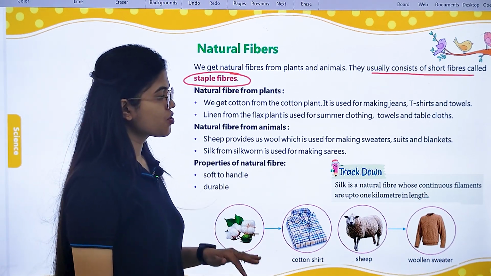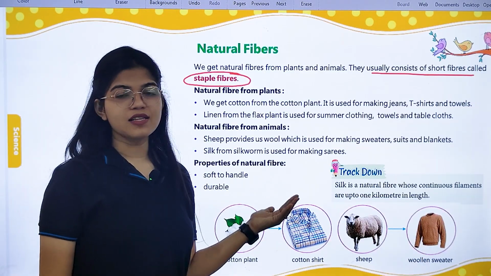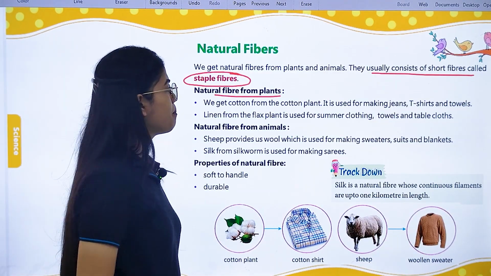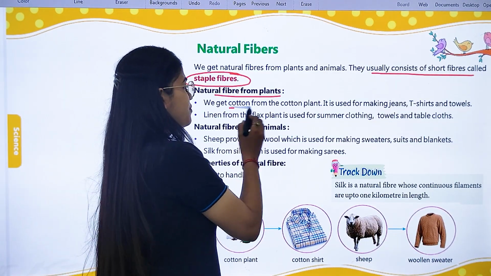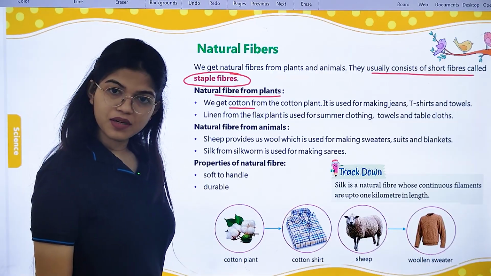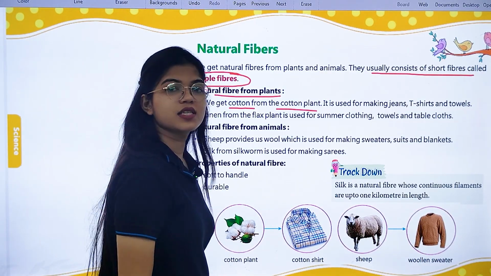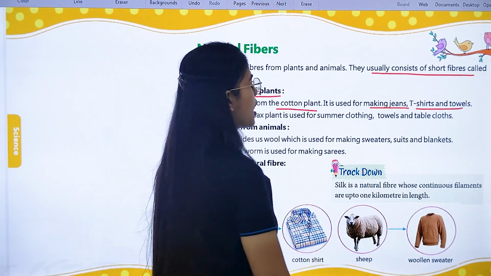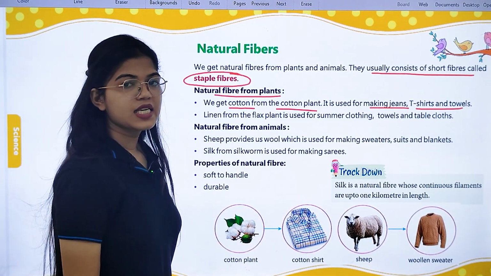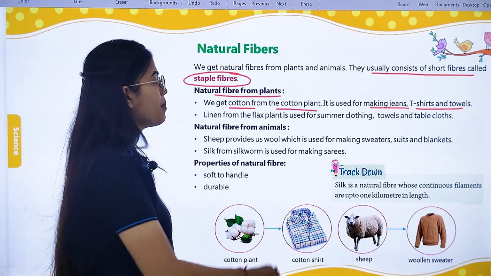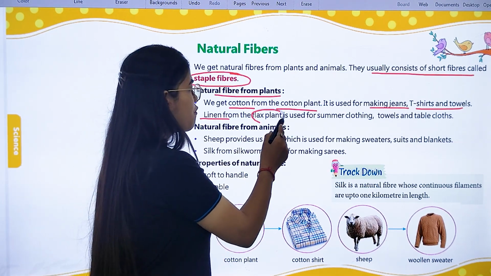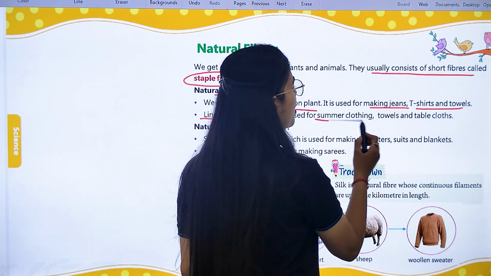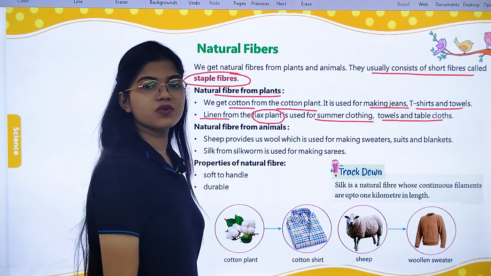Now they have distinguished some natural fibers from plants and some natural fibers from animals also. So first of all, we have natural fibers from plants. In that we have cotton. Cotton is a natural fiber which we get from the cotton plant, and we use this cotton for making jeans, t-shirts and towels. The second natural fiber which we get from plants is linen, which we get from the flax plant. And this linen is used for making summer clothing, towels and tablecloths.